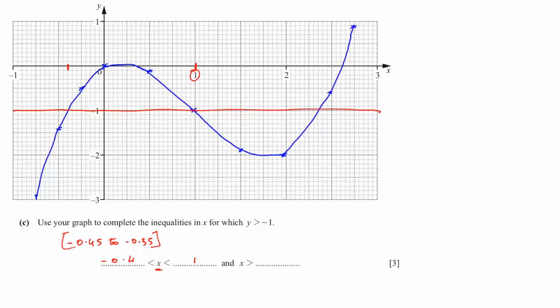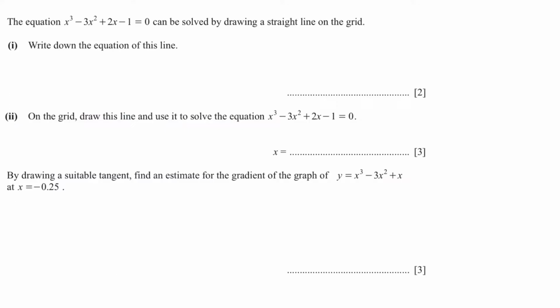And x is more than here. What is this value of x? 2.1, 2.2, 2.35. Again, if you have any value between the range of 2.35 to 2.45, that will be accepted as correct. So this was an easy question.